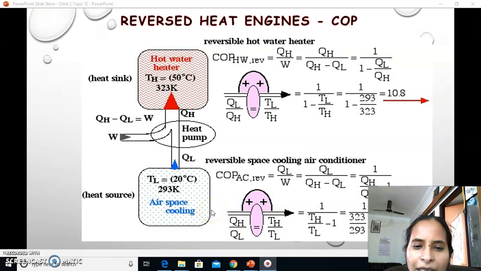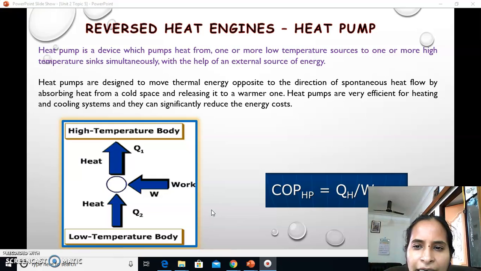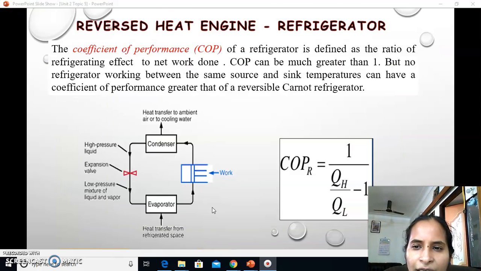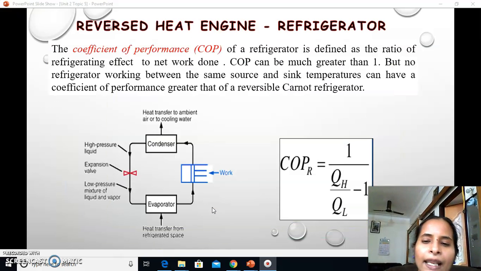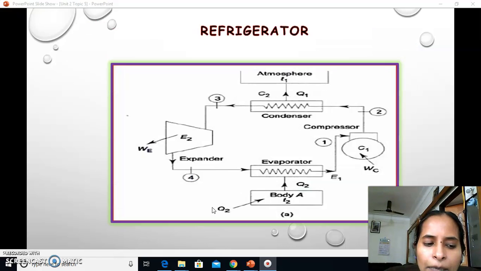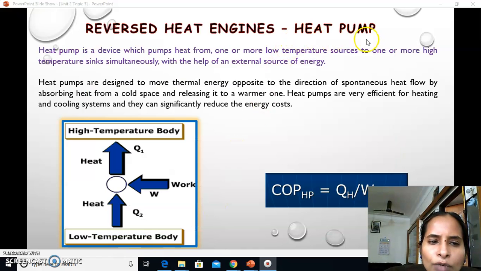Now let me review again. These reversed heat engines are one is a refrigerator and another one is a heat pump. So both are working exactly in the direction in which non-spontaneous heat flow takes place. Here the refrigerator is used to maintain a lower temperature than the atmospheric condition, and as far as the heat pump is concerned, the heat pump is utilized to keep the place at a higher temperature than the atmospheric temperature.